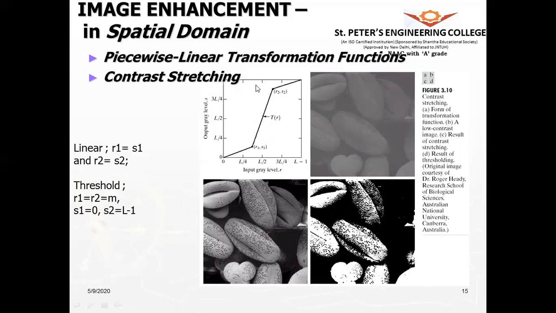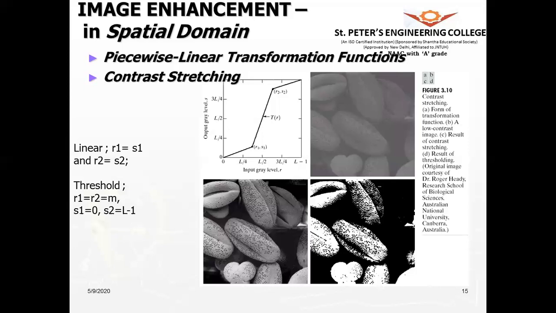As we have just seen, thresholding will have only two values, anything below or anything above, nothing transitioning. So from this, you can either modify for a linear operation or perform the thresholding operation, and with any other combination, you can have contrast stretching. So this is the concept of contrast stretching.